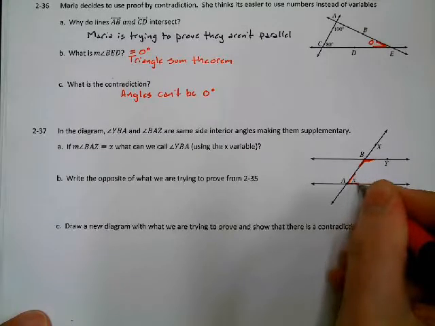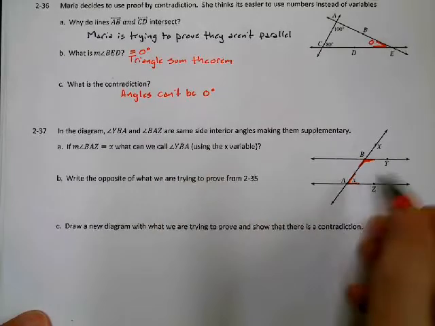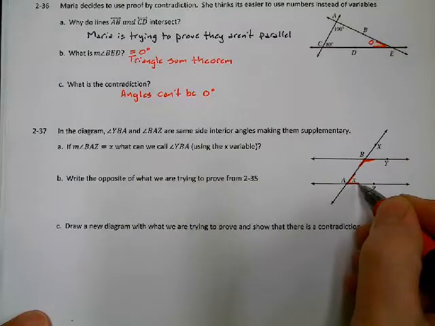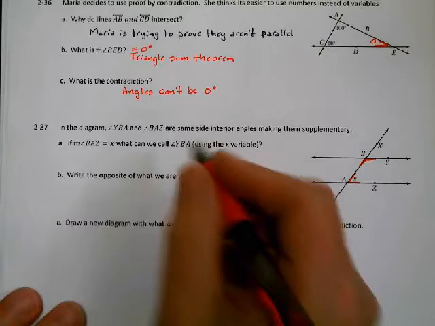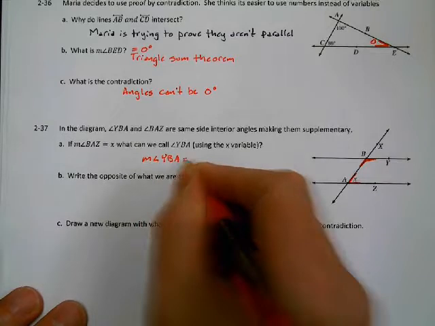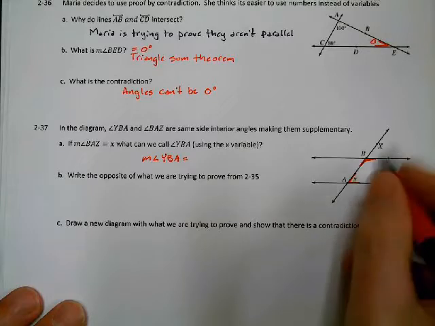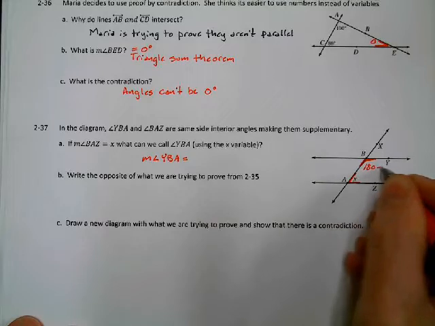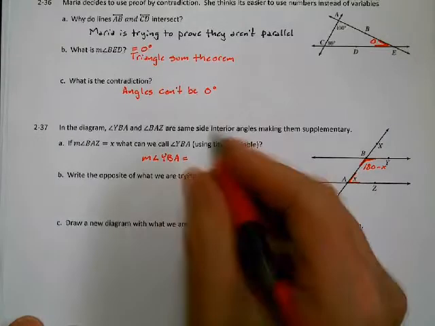Okay, those two angles are same side interior angles. Now we're calling BAZ X. So if angle BAZ is X and these are same side interior angles, then we would end up calling YBA, using that X variable, since these have to add up to 180, 180 minus X. Because now if you add them two together, the X's cancel and you get 180 degrees. So this angle would be 180 minus X.